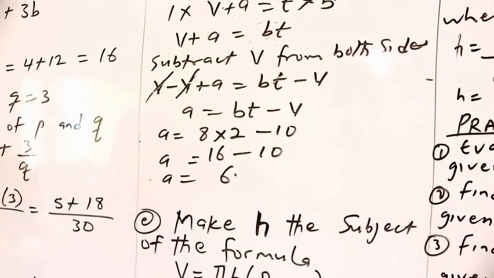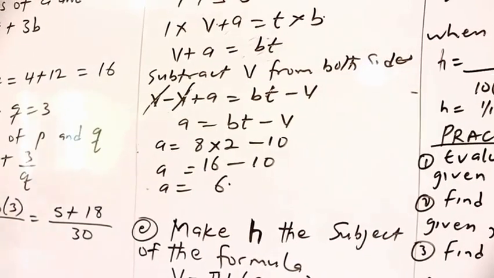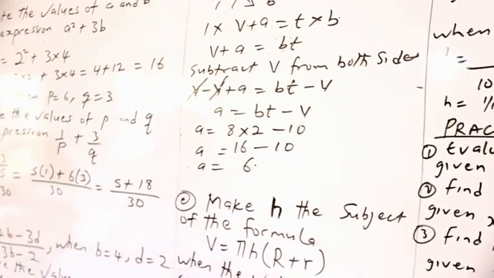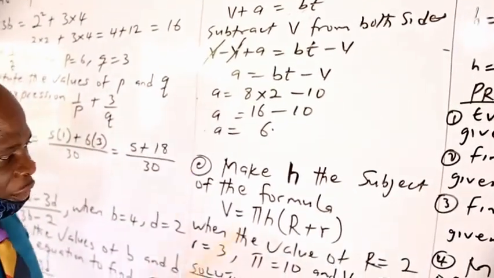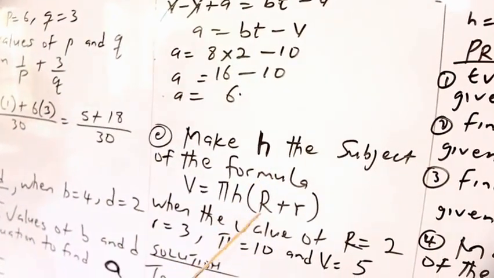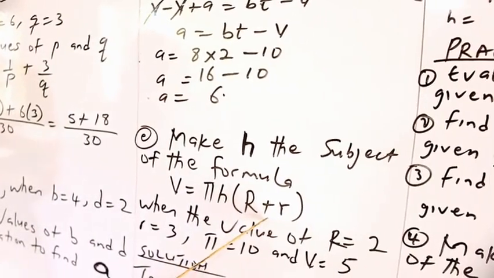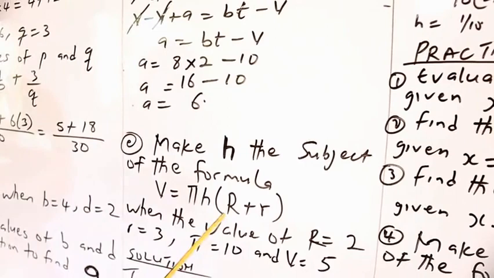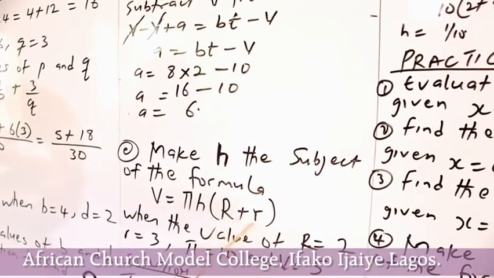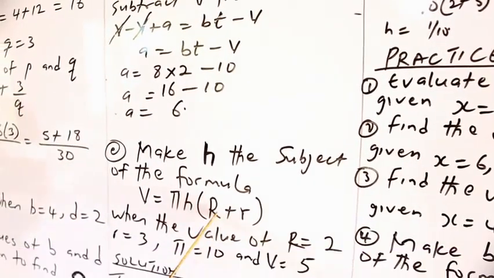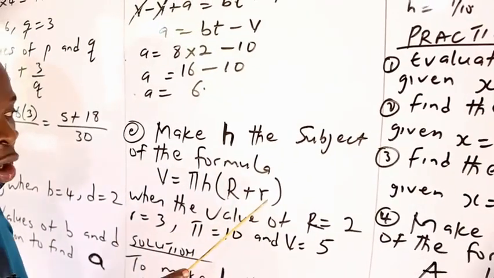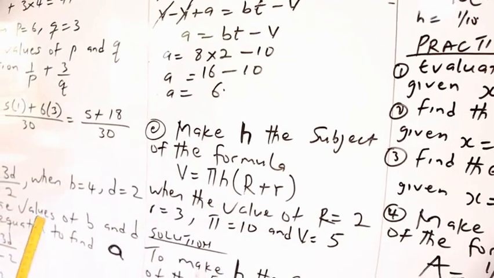This is another example. Make H the subject of the formula. V is equal to pi H, open bracket, capital R plus small r. These two, they are the same father but different mother. Why? This one is a capital R, where this one is a small r. You cannot add them together.